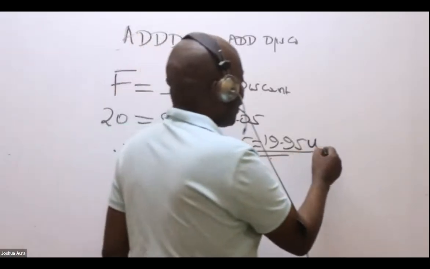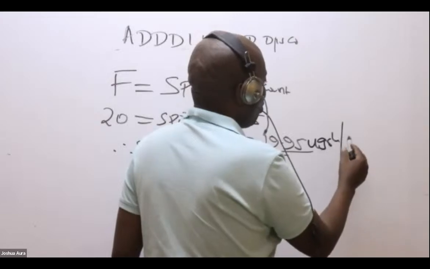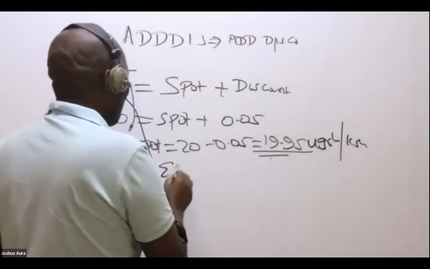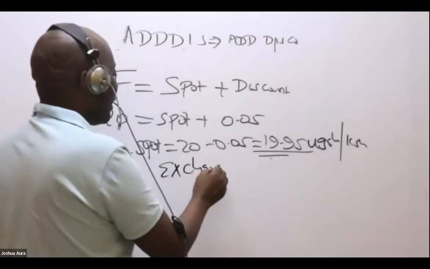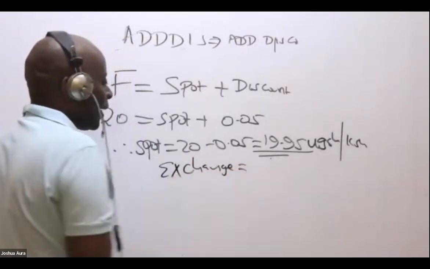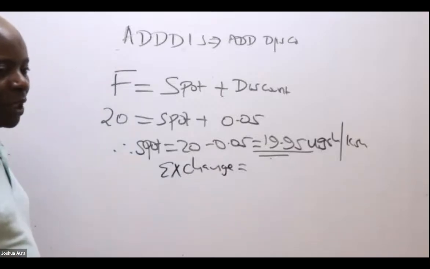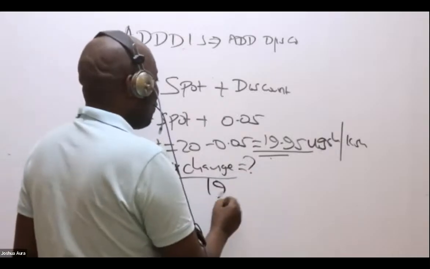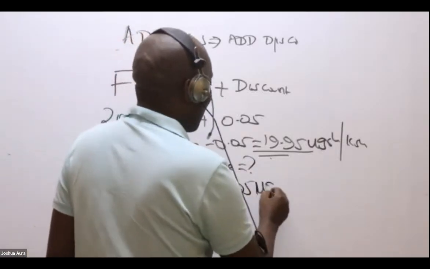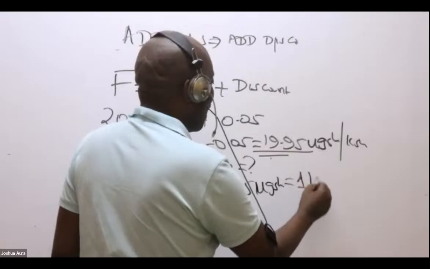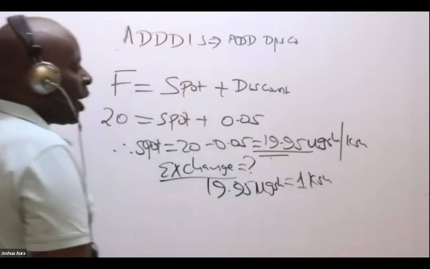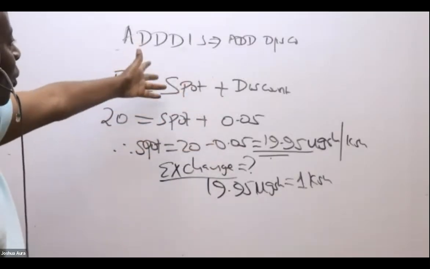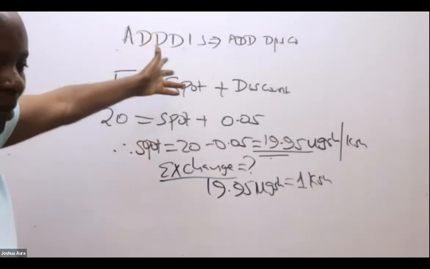So remember, these are Uganda shillings per Kenya shilling. So could you kindly go ahead and exchange? Exchanging is normally the easiest before I answer my own goal. So exchanging, we have here 19.95 Uganda shillings equals 1 Kenya shilling, the way it is written there. How much was Gladys supposed to pay?